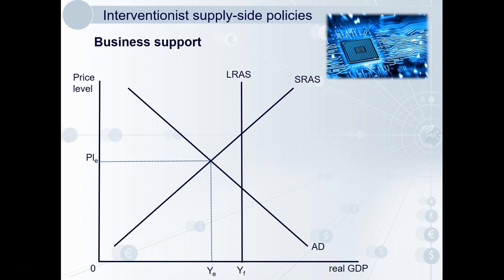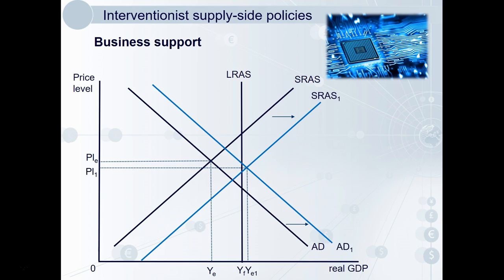Finally, there are business support schemes. These can help infant industries with some of their teething problems. An example of this was Japan providing assistance to its semiconductor industry in the 1980s. Subsidies and other preferential treatment allowed the industry to grow and become a world leader. The subsidies lowered the cost of production, shifting SRAS, and induced much investment, which shifts AD.